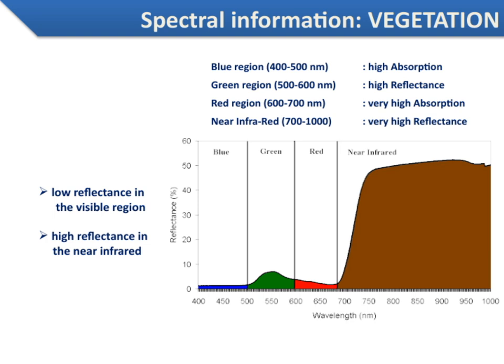Overall, we see low reflectance in the visible region, especially in the red, but a significant increase in the near-infrared. This contrast is crucial because it helps us differentiate between healthy and stressed vegetation in remote sensing applications. So, understanding these spectral properties allows us to analyze plant health and monitor ecosystems effectively.